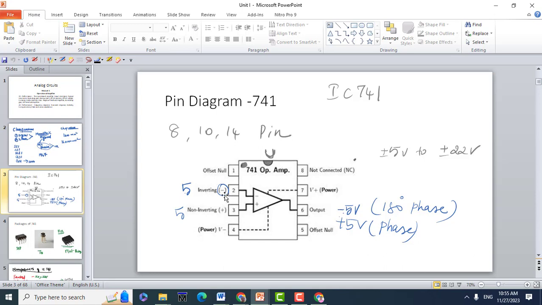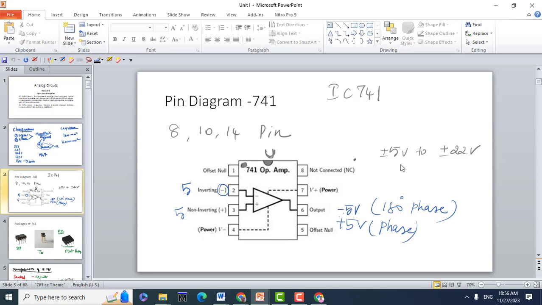Inverting input, whatever input that is being given here will be inverted and amplified, and you'll be getting the output in pin number 6. And non-inverting, it is vice versa. And you have your power supply pins, meaning minus VCC and plus VCC, in your 7th and 4th pin respectively. Output is in the 6th pin, and the 8th pin has no connection. There are two offset null pins. Okay. So plus 5 and minus 5 are exactly 180 degrees opposite to each other. Plus 5 is in phase. Minus 5 will be out of phase with respect to your input.